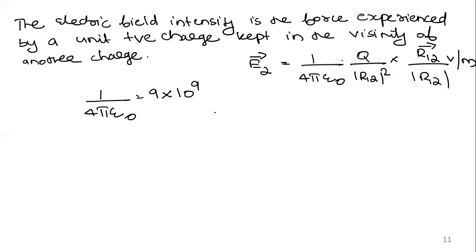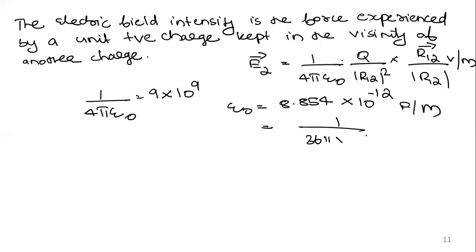Epsilon 0 is equal to 8.854 raised to minus 12 farad per meter. We can represent epsilon in that way, or we can write it as 1/36 pi into 10 raised to 9 farad per meter. Or all of this together, 1 by 4 pi epsilon 0 is equal to 9 into 10 raised to 9.